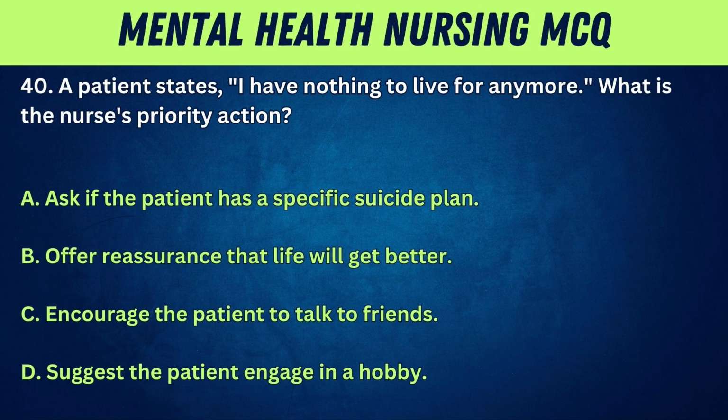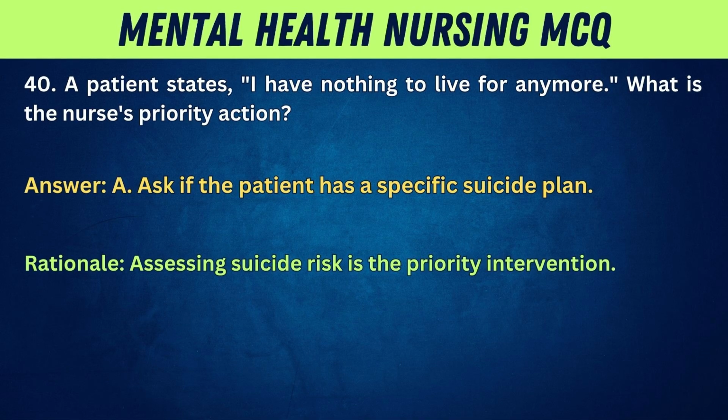40. A patient states, "I have nothing to live for anymore." What is the nurse's priority action? A. Ask if the patient has a specific suicide plan. B. Offer reassurance that life will get better. C. Encourage the patient to talk to friends. D. Suggest the patient engage in a hobby. Answer: A. Ask if the patient has a specific suicide plan. Rationale: assessing suicide risk is the priority intervention.